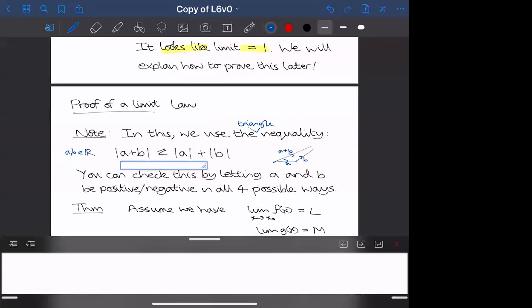And to check this, we just have to take A and B positive. Then it's obvious because A plus B equals A plus B. But then if I make one of A and B negative, it's still true. And the same if I make them both negative. So there are 4 possibilities. And you can check.